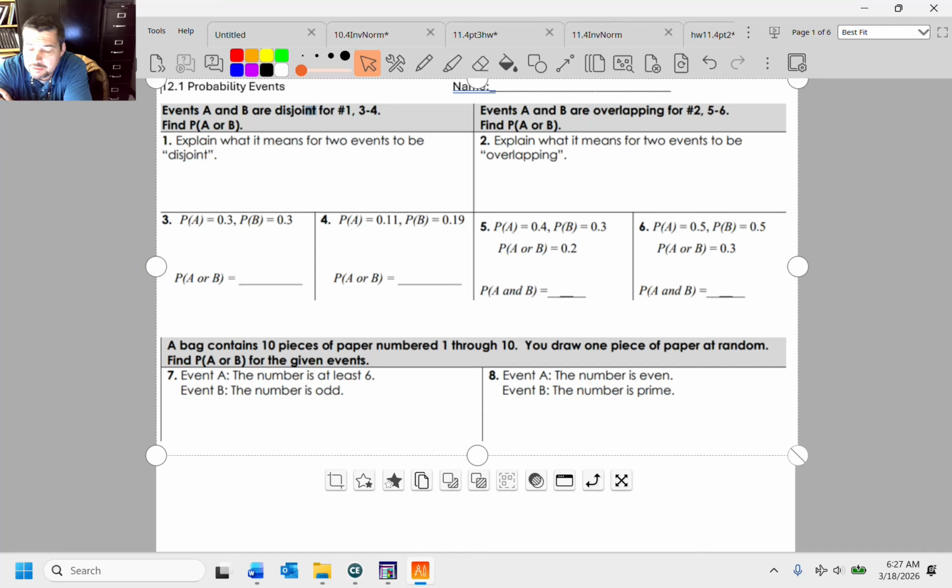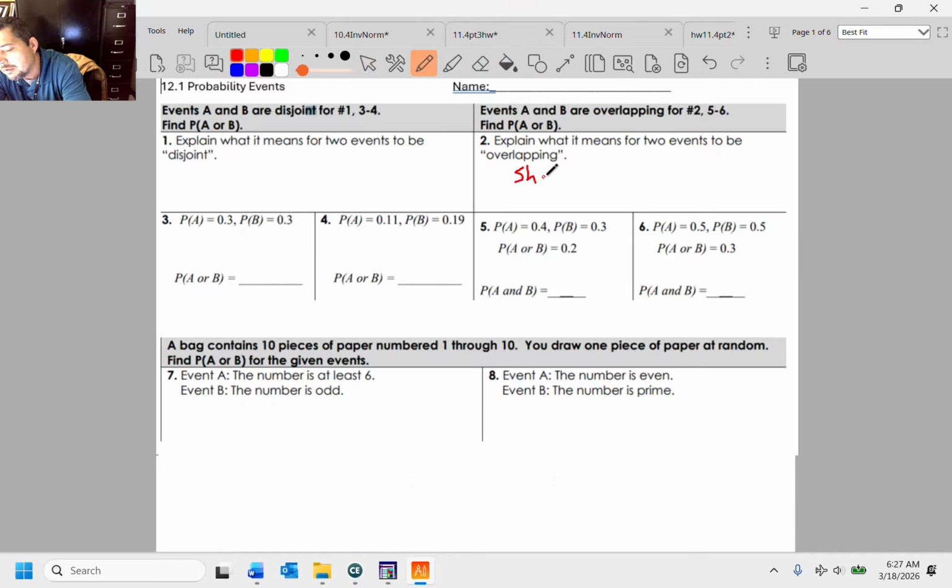All right, so this is 12-1 probability events. To start off, number two, explain what it means for two events to be overlapping. That means they share a common outcome. That's all it means. Share a common outcome. Not necessarily dependent upon each other, but to some degree they are.